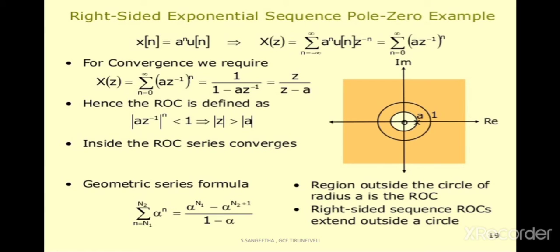Here the geometric series formula, summation of n equals N1 to N2 of alpha to the power n, can be written as alpha to the power N1 minus alpha to the power N2 plus 1, divided by 1 minus alpha. So the region outside the circle of radius a will be the region of convergence. So the ROC of a right-sided sequence extends outside the circle.